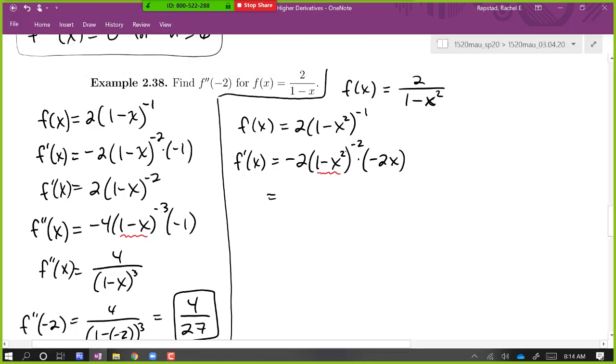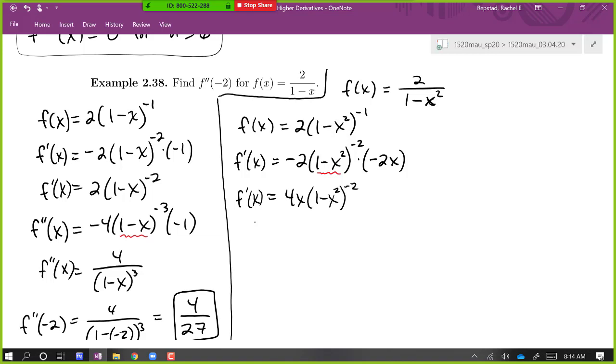I'm going to clean this up just a little bit. So we got a positive 4x, 1 minus x squared to the negative 2. Here's what I want to point out right now. There is no way to avoid using either a product or quotient rule now. Having used the chain rule introduced a factor of x into this other factor.